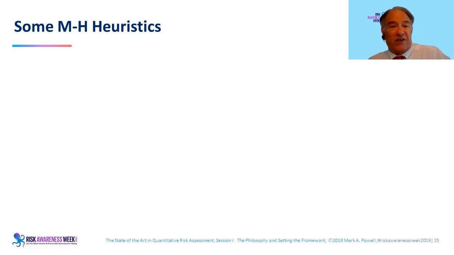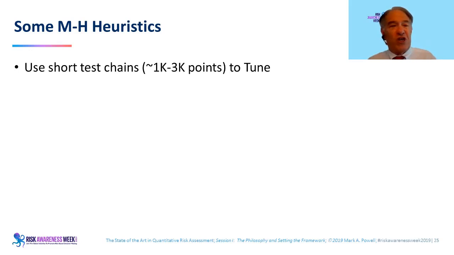Let me give you some heuristics. I've used short chains. In other words, if you're going to tune, use 1,000 to 3,000 points.